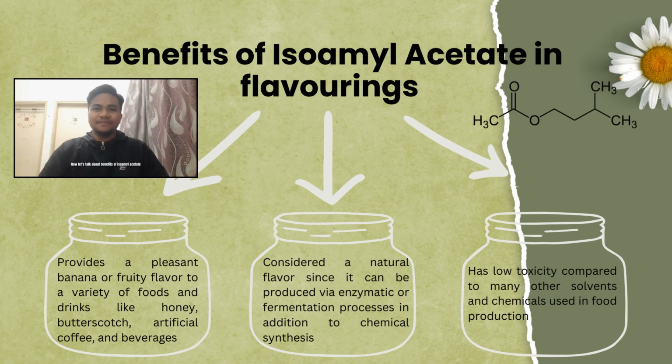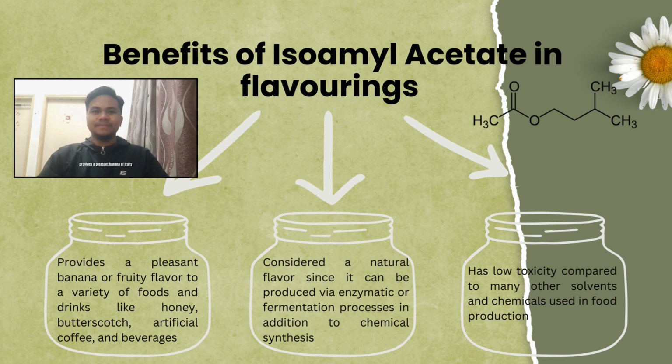Now let's talk about the benefits of isoamyl acetate in food flavorings. First, it provides a pleasant banana or fruity flavor to a variety of foods and drinks like honey, butterscotch, artificial coffee, and beverages. Second, it is considered a natural flavor since it can be produced via enzymatic or fermentation processes in addition to chemical synthesis. Third, it has low toxicity compared to many other solvents and chemicals used in food production.